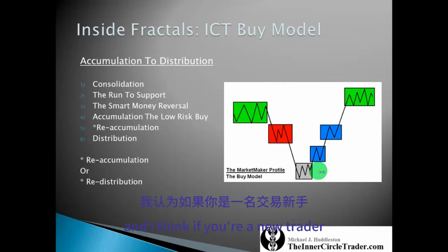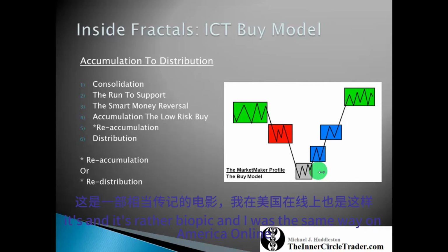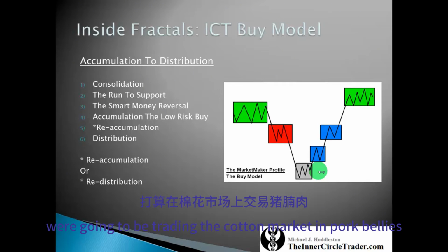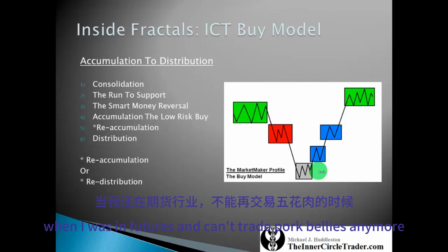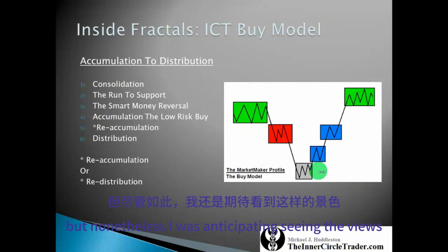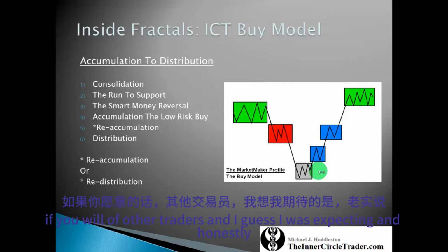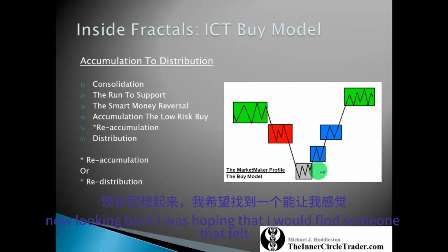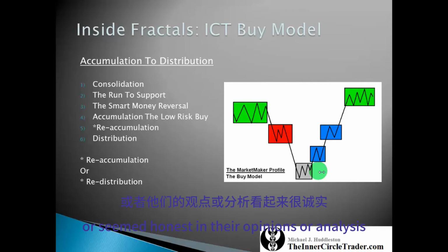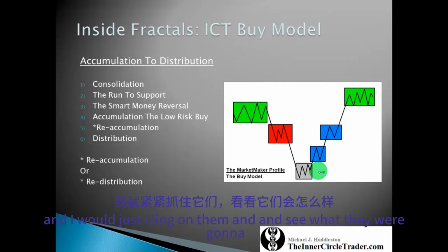And I think if you're a new trader, and you're honest with yourself, you're thinking, what is everyone else on the forums looking to buy at? Because that's what their perspective is, and it's rather myopic. And I was the same way on America Online. I was looking for the guys that were going to be trading the cotton market and pork bellies when I was in futures. You can't trade pork bellies anymore, but nonetheless, I was anticipating seeing the views of other traders. And I was hoping that I would find someone that seemed honest in their opinions or analysis, and I would just cling on them and see what they were going to trade.